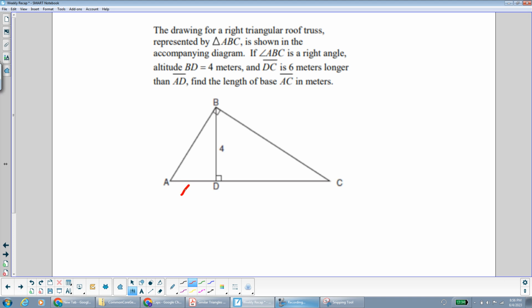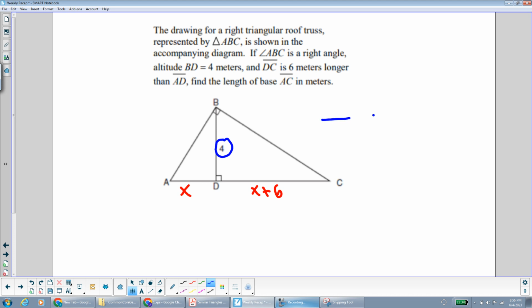It does say that DC is 6 meters longer than AD. So if I represent AD as x, and I represent DC as x plus 6, that says that DC is 6 meters longer than AD. And what the question is asking for is the length of the whole segment AC, the whole hypotenuse of the big right triangle. Since I have information about the altitude, and this is a right triangle altitude theorem question, I'm going to jump to my altitude rule.